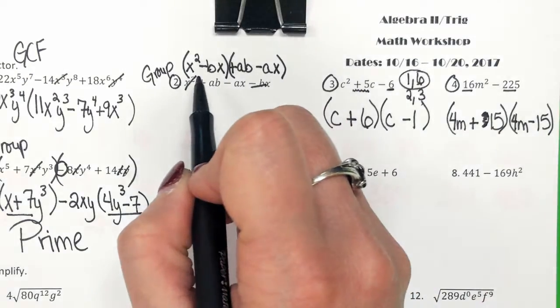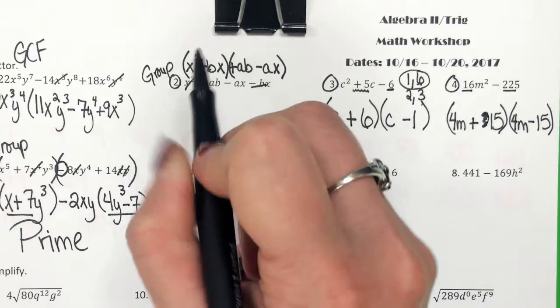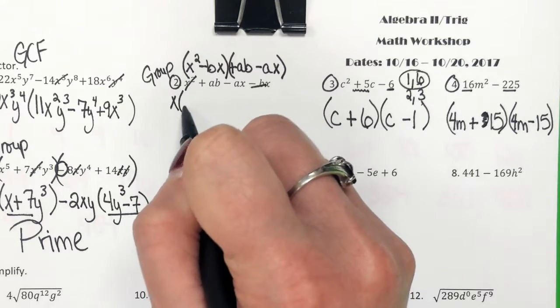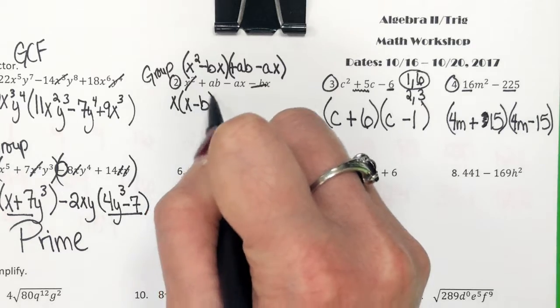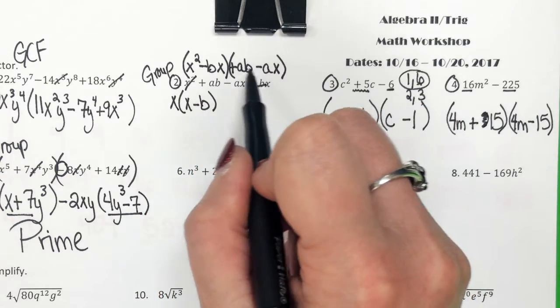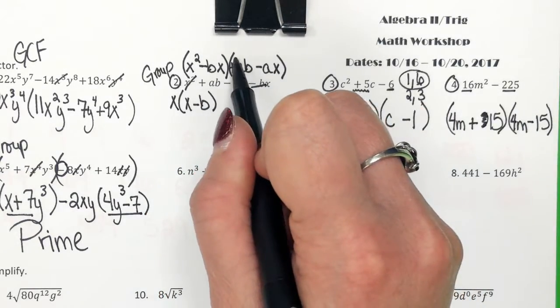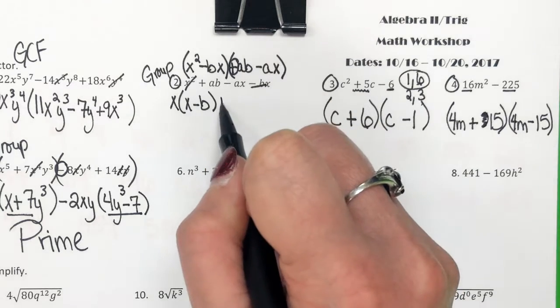Alright, Alyssa, what do the first two have in common? X, there you go. Aaron, what about the next two? What do they have in common? A, very good. We're going to take that plus sign. So we're going to take a plus A.